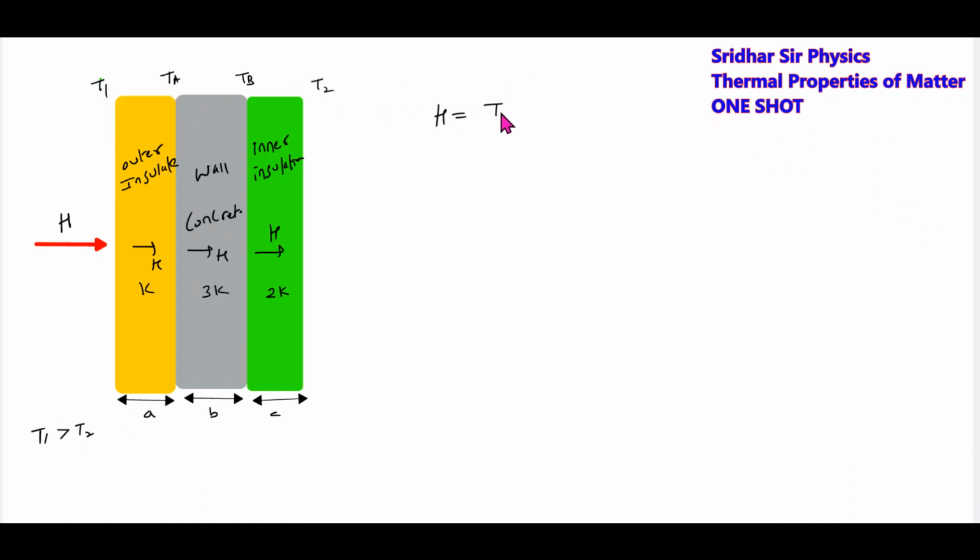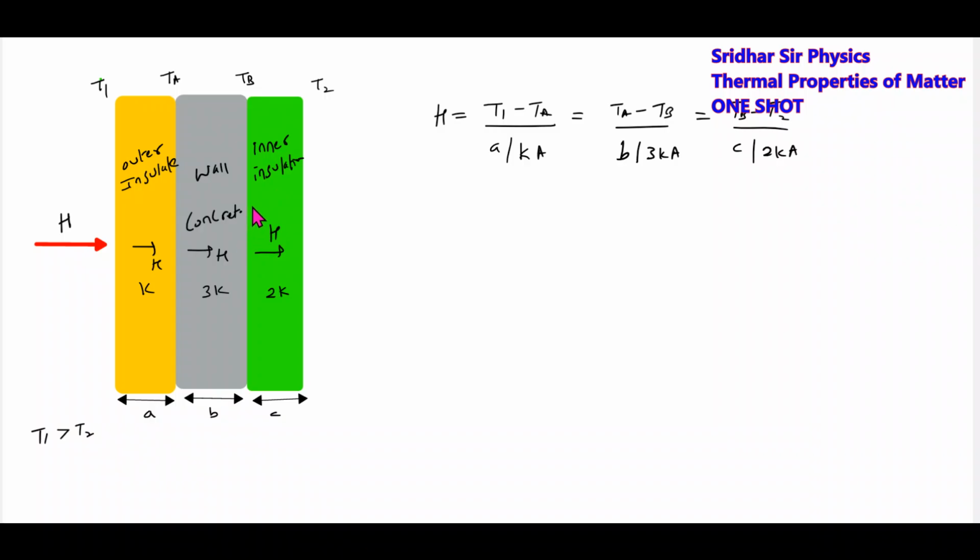H is equal to, according to this, T1 minus TA by the resistance of this. The resistance of this will be, thickness will be A by K, area of cross section. Similarly, this should be equal to TA minus TB, the thermal resistance of concrete wall. Thickness of this will be B, 3Ka by B. This will be TB minus T2, thermal resistance of this, C by 2Ka. We can calculate the temperatures of these things. If you know H, you know T1, will get TA, similarly we get TB, then we can calculate the temperature difference.